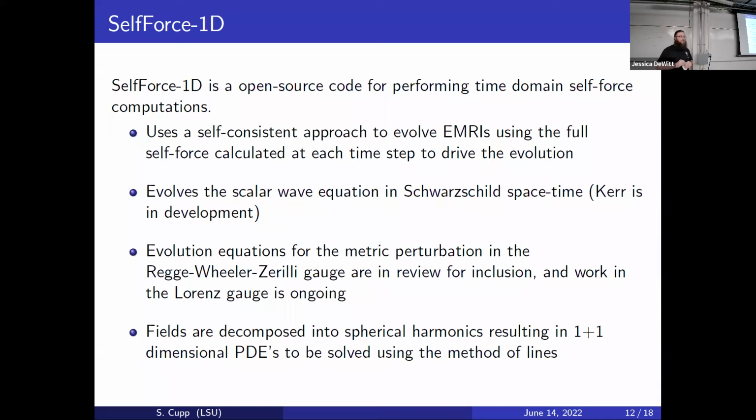Now in this code, the fields are decomposed into spherical harmonics, resulting in 1+1 dimensional PDEs to be solved using the method of lines. Or in the case of the gravitational, the metric perturbation is decomposed into tensor spherical harmonics. Now, while it is in the toolkit, this is the first thing that does not actually use Cactus or Carpet, which I guess, thankfully, they use thorn instead of spine, as we are thornless, but not spineless. It's fine.